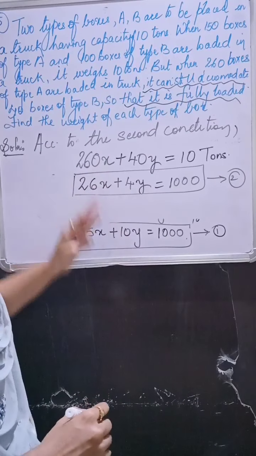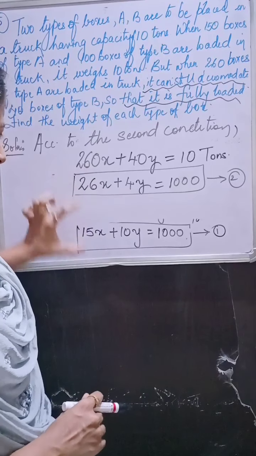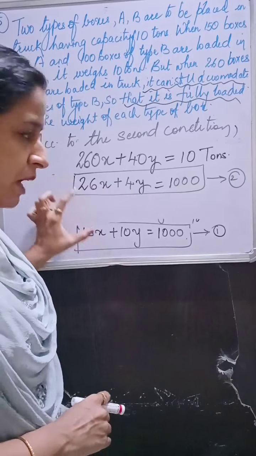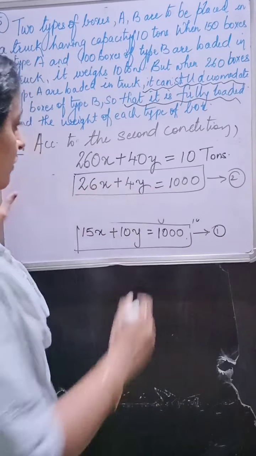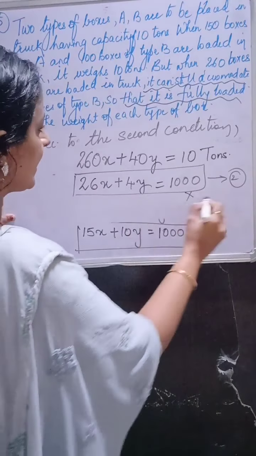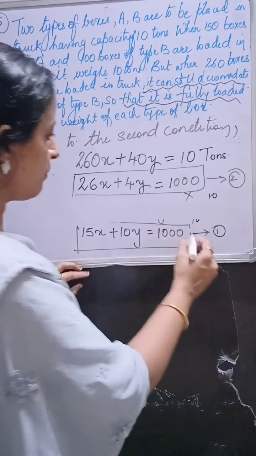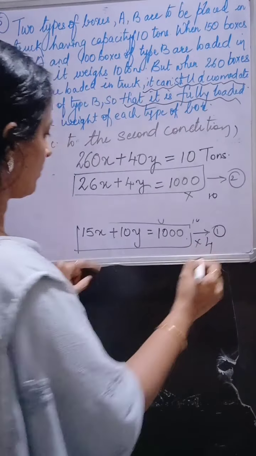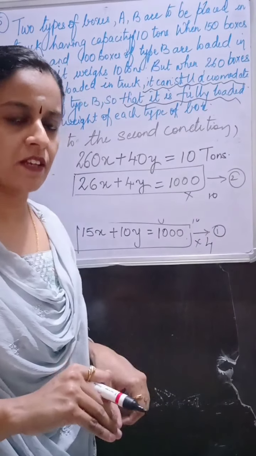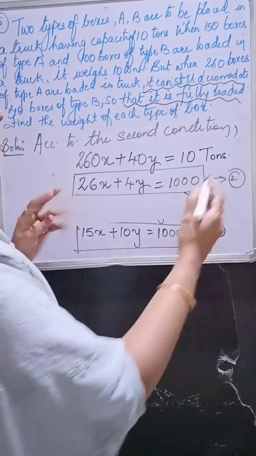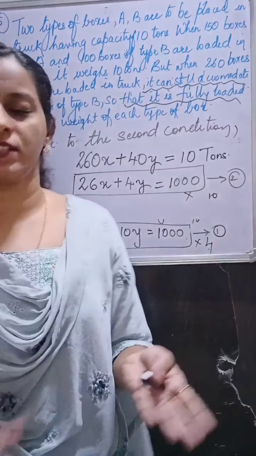Look at the first and the second equation. 26x, 15y. We will not touch these bigger numbers. We will go for 4y and 10y. Equation 2, we will multiply whole by 10, so that this becomes 40y. Equation 1, we will multiply whole by 4. So we will get 40y here, and we will subtract. So write the most important step: multiplying equation 1 by 4 and equation 2 by 10 respectively.